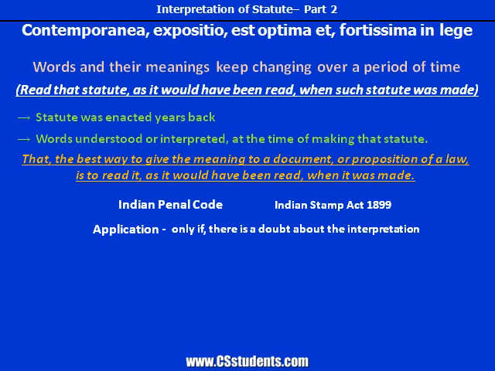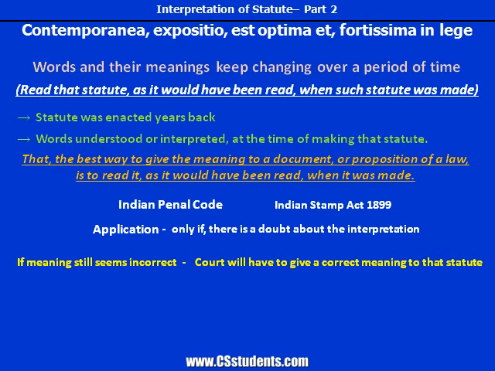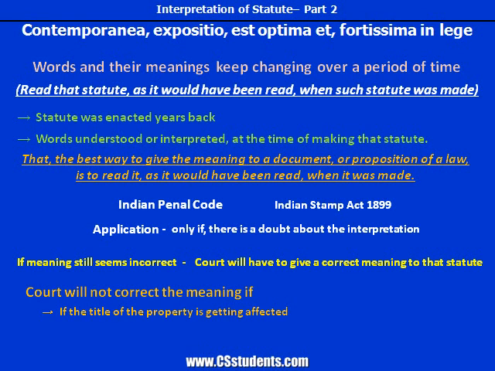However, in case this rule is applied, but the meaning still seems incorrect, then it's a likely case that the wrong meaning has been prevailing for many years. In that case, it is immaterial to use this rule for interpretation. And the court will have to give a correct meaning to that statute. However, the courts will not try to correct the meaning if the title of the property is getting affected, or if daily business transactions have taken place with that wrong interpretation.